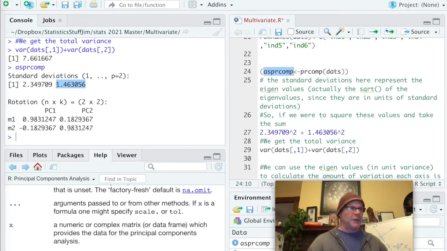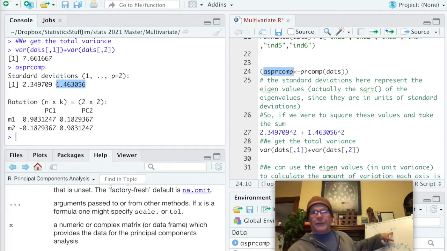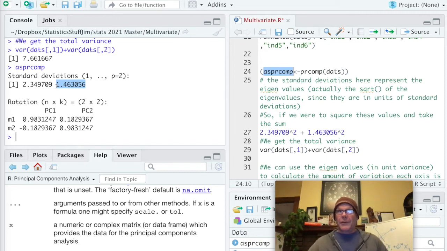So one thing I'll point out here is that you'll notice that the second number is smaller than the first number. And if you remember when I did my little cartoon up here, I said that the first PC was going to try to maximize the variance, right? And then the second axis was going to be orthogonal to that. So we can think of that as capturing all the variation that wasn't captured by the first axis. And in this case here, all we have are two predictors. So we have two eigenvalues. And again, if we add the square of these together, it's going to equal our total variance. And so the first axis is explaining more of the total variance than the second axis.